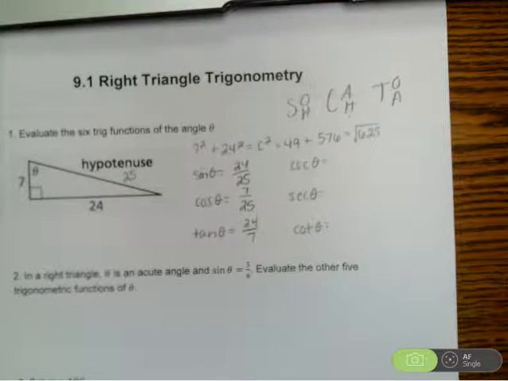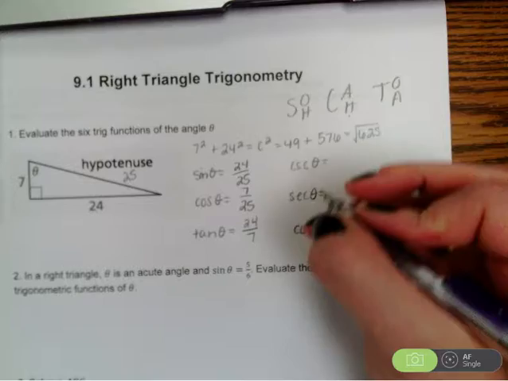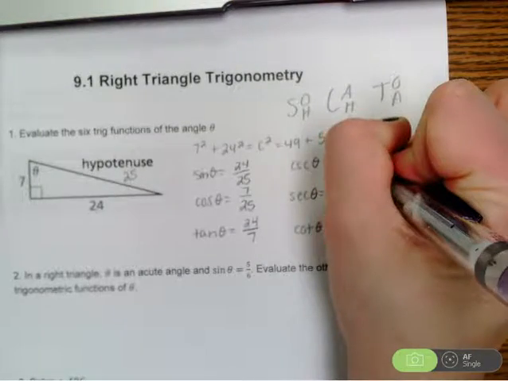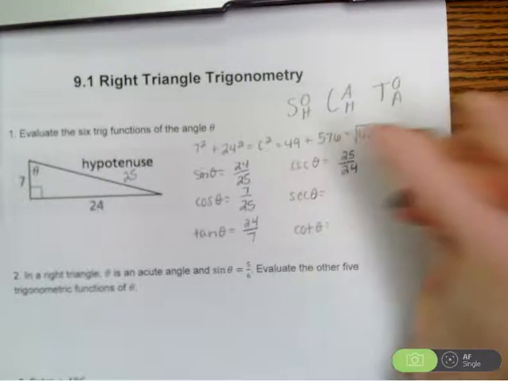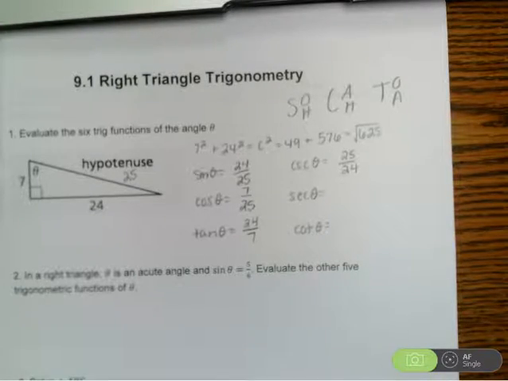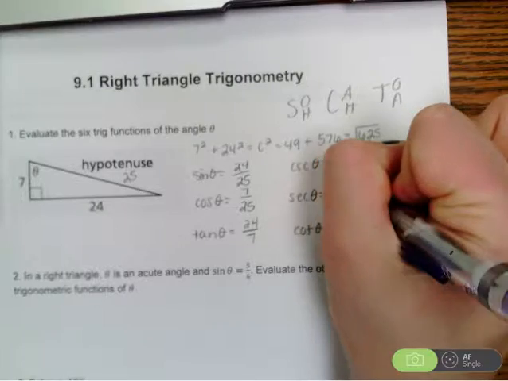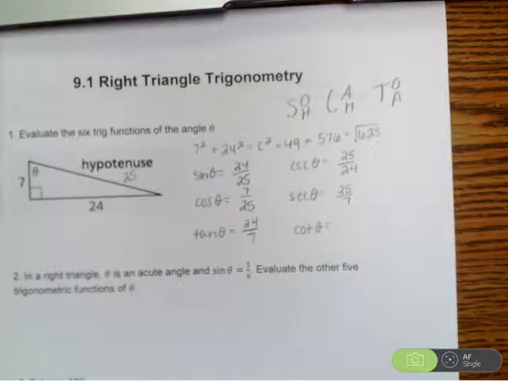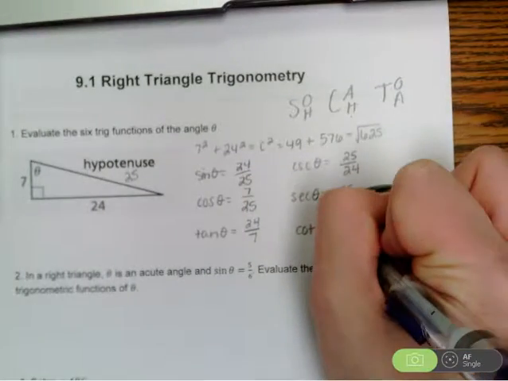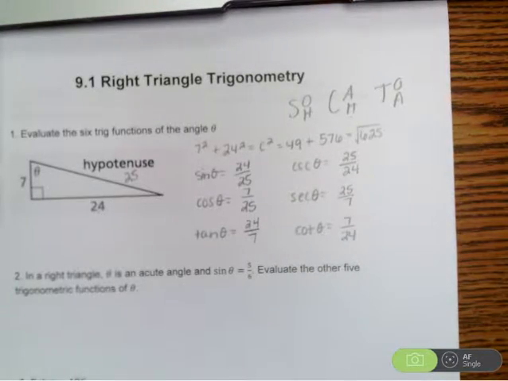Now what's really nice is once you find those, then finding these 3 is easier because they're just the inverses. So the cosecant is the inverse of the sine, so you just find the reciprocal, which is 25 over 24. The secant is the reciprocal of the cosine, so you've got 25 over 7, and the cotangent is the inverse of the tangent, so 7 over 24. Don't think too much on those. SOHCAHTOA, use what you know.